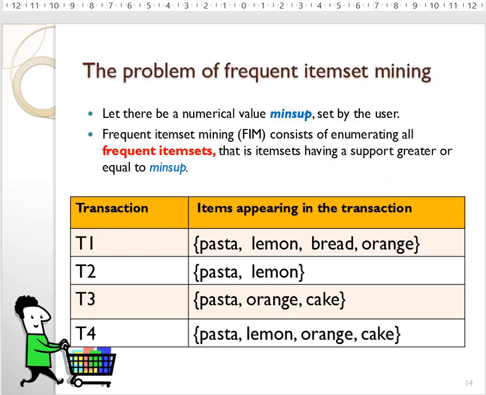Okay, so now I want to explain to you the problem of frequent item set mining. So in item set mining, we suppose we have a database of transactions, and that the user will set a parameter we call the minimum support or min sup. That means the minimum frequency. So the goal of frequent item set mining is to find all the frequent item sets. That means the sets of items or values that have a support at least equal to this minimum. Okay. So I will show you this with an example.